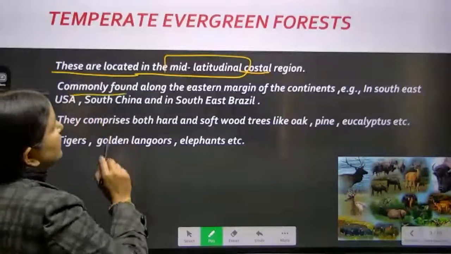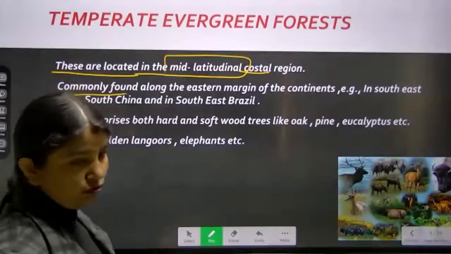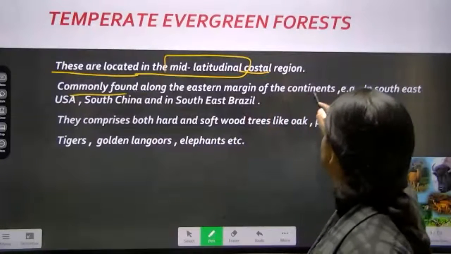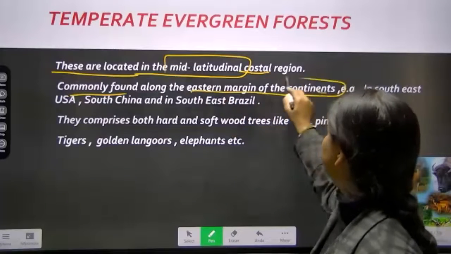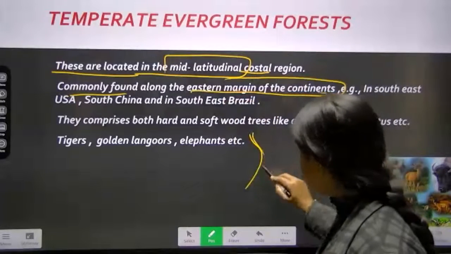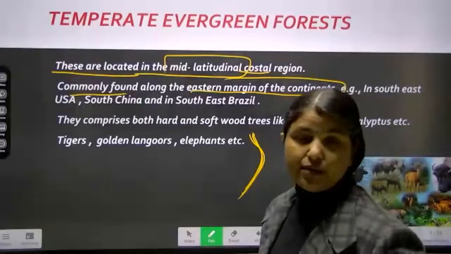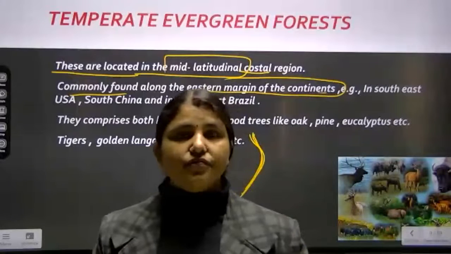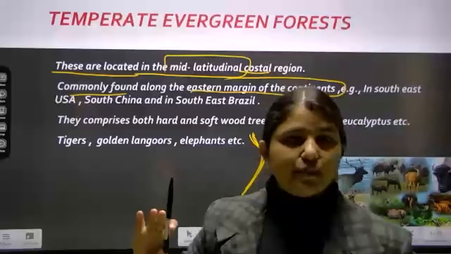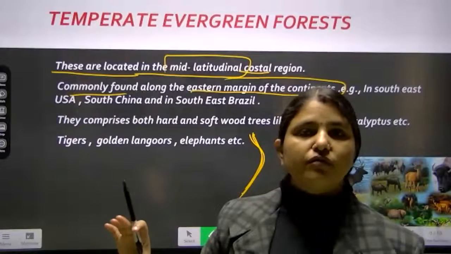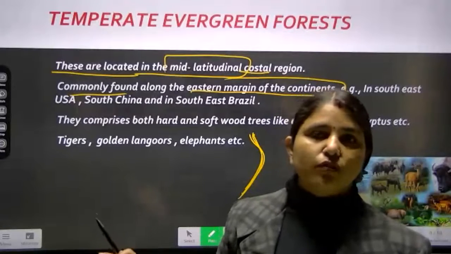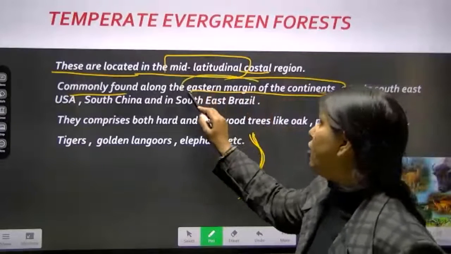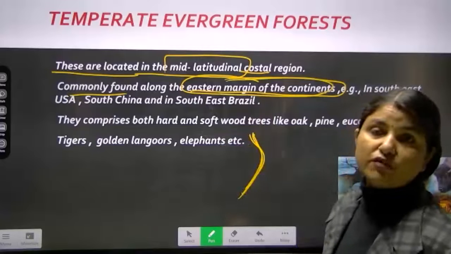And commonly, where we find this temperate evergreen forest, those areas are the eastern margin of the continent. Means in the eastern side of the continent we find this temperate evergreen forest. Once again I want to remind you here, temperate evergreen forest. Temperate means it is located in the temperate region, and evergreen means which always remains green because of the heavy rainfall there. So this temperate evergreen forest is always located in the eastern margin of the continent.